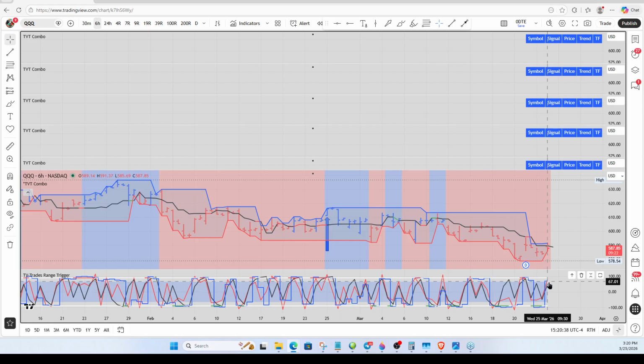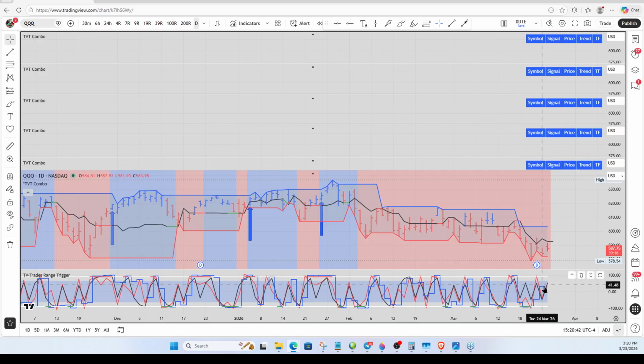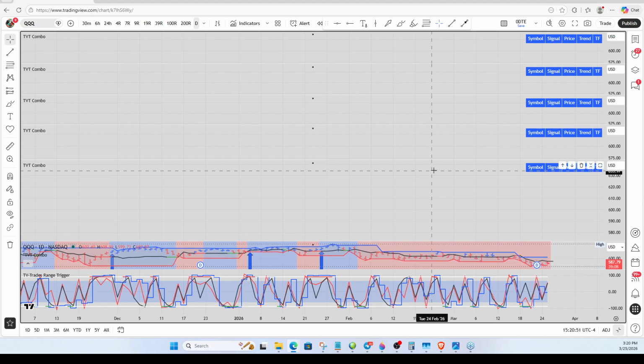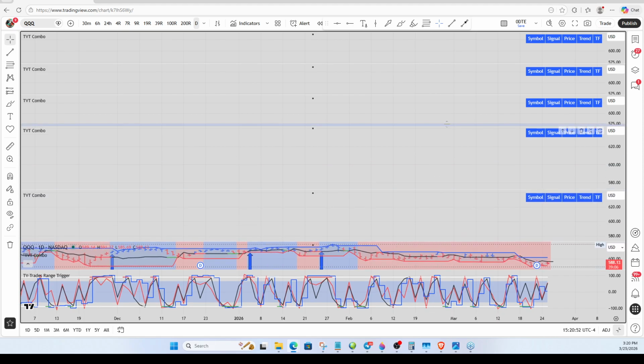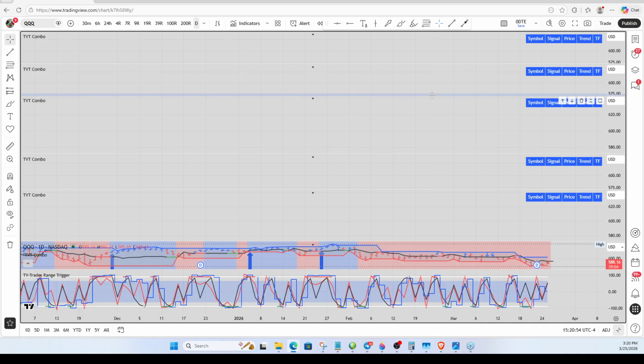But on the 6 hour, it's not saying it's going to go down right now, but on the daily, it's saying it should go down. And that's why on the QQQ, it was just showing up here a second ago. It's still calculating right now. Well, it doesn't matter what symbol or time frame you have it on for these things, because the time frame and the symbol are built into these.